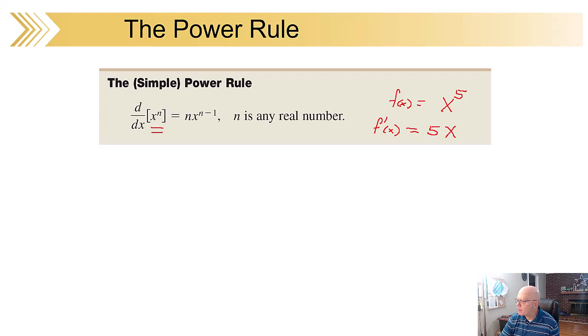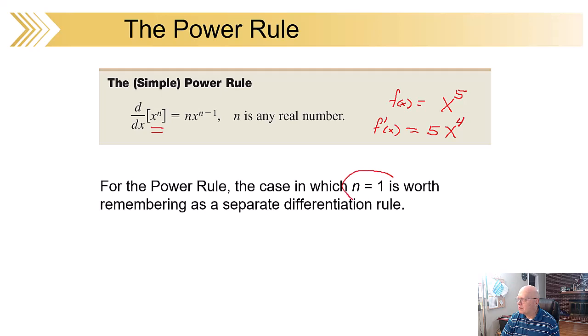And x to what power? We're going to reduce that 5 because we've sort of used it in a way. Subtract 1 from the 5, and there's our derivative. Bring the 5 out front, reduce this exponent by 1, and there's your derivative. That's simple, but very powerful.